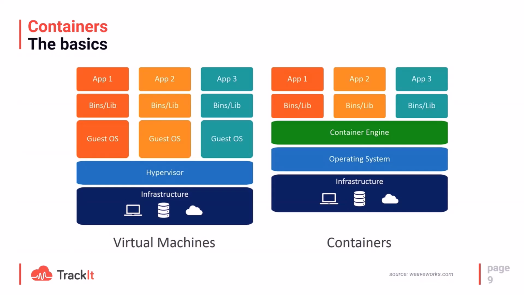That could be a server, an EC2 you are renting on AWS. On top of that, you're going to have your hypervisor. It's kind of an operating system, but its only goal is to manage the virtual machines. And on each virtual machine, you're going to have your guest OS. That could be Linux, Windows, or even macOS.